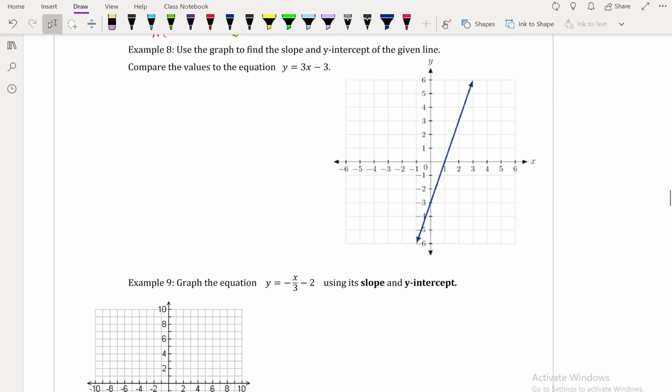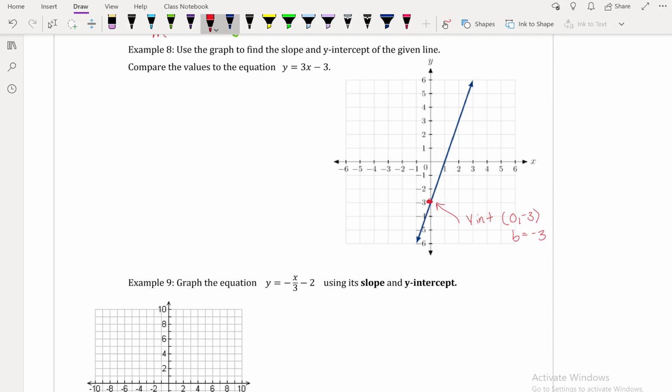For example number 8, it says use the graph to find the slope and the y-intercept of the given line. Compare the values to the equation y is equal to 3x minus 3. Well, let's think about this. I know that my y-intercept is here. So that tells me that's 0, negative 3. B is equal to negative 3.